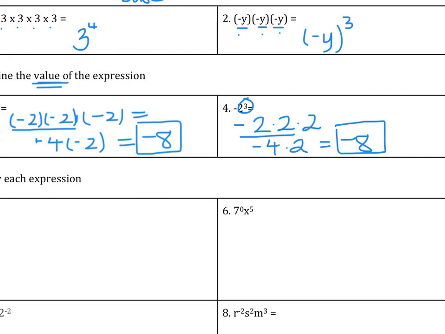So go ahead and try 5 through 10 on your own, and then check back in the video. Pause the video, and then check back for your answers, and I will go through each of these step by step.